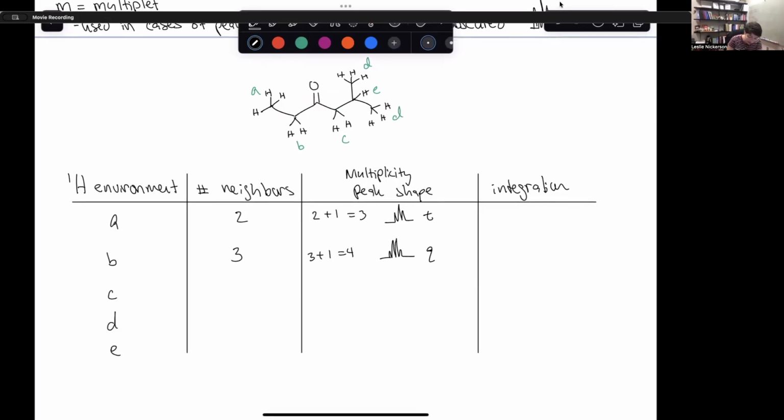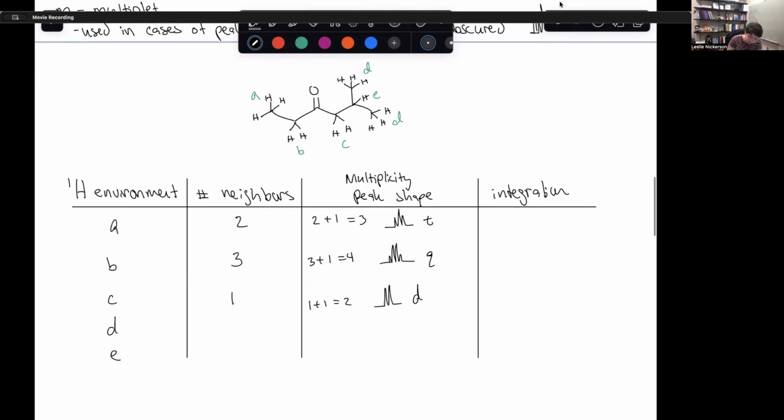Okay. For C, I'm looking at those 2 protons. And again, that neighboring carbon doesn't have protons, so no neighbors there. This neighboring carbon has 1 H on it. So I'm going to get 1 neighbor. That's going to be my E proton. So 1 plus 1 is going to equal 2, and that's going to be a doublet.